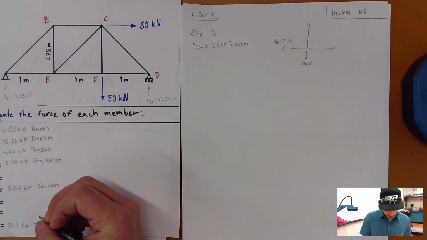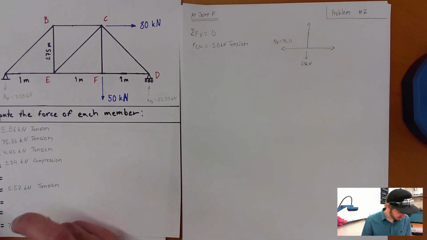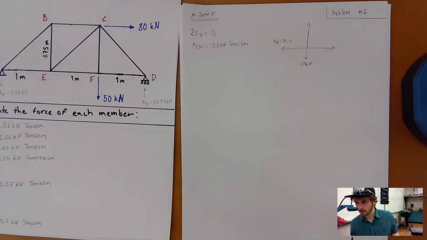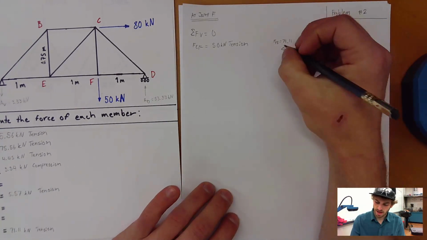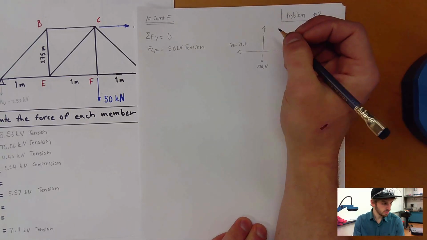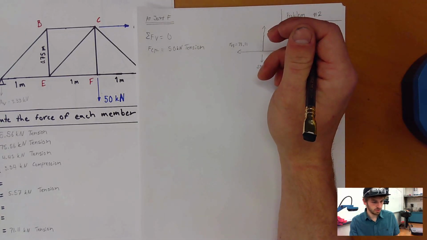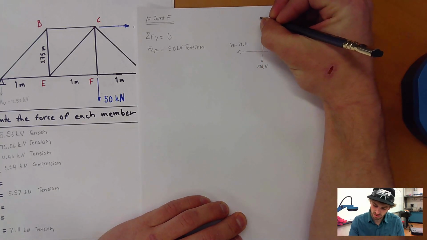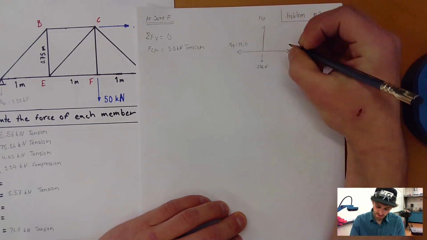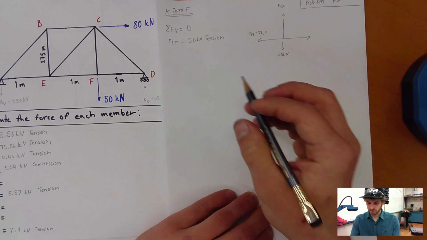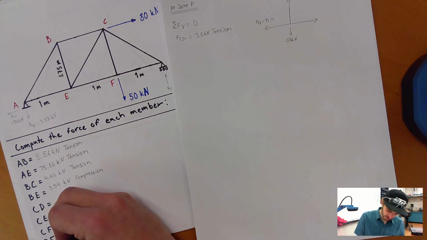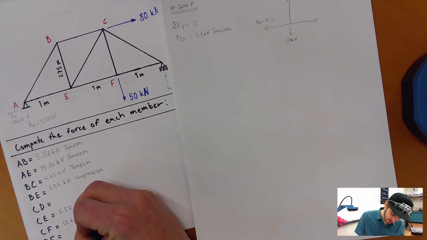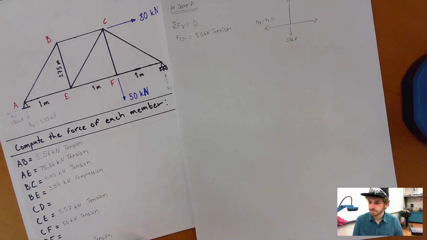Okay. And what else did we figure out? We did CE. Yeah, and now we're figuring out CF. Okay, we're golden. So FE is 71.11. What else do we know? We don't know a whole lot, other than this is the force acting in CF, which we just figured out. It's 50 kilonewtons, so we can write that down.